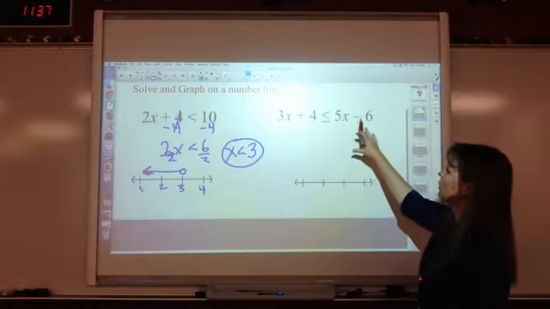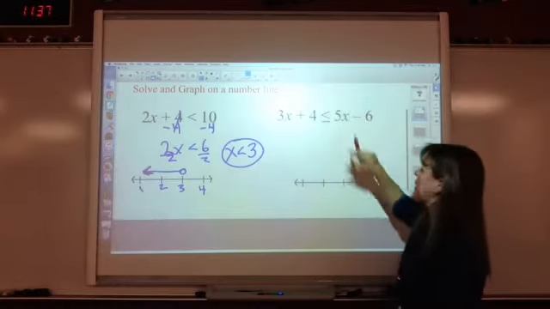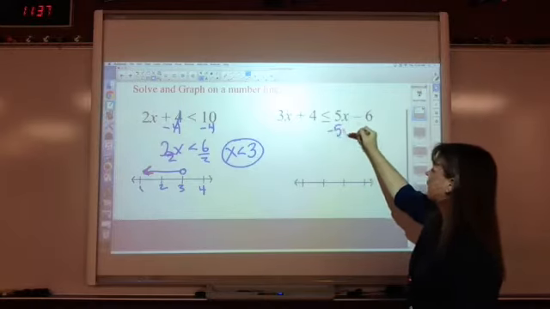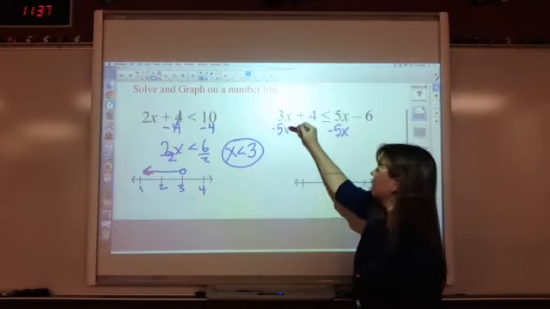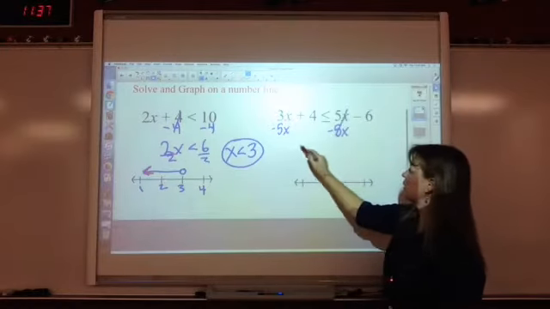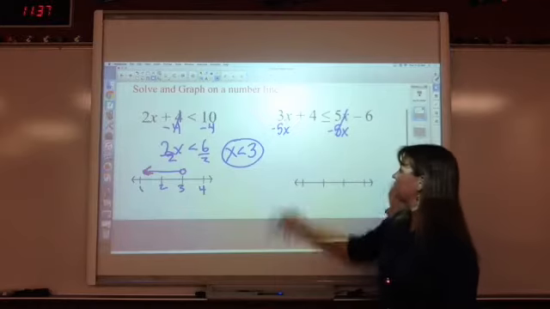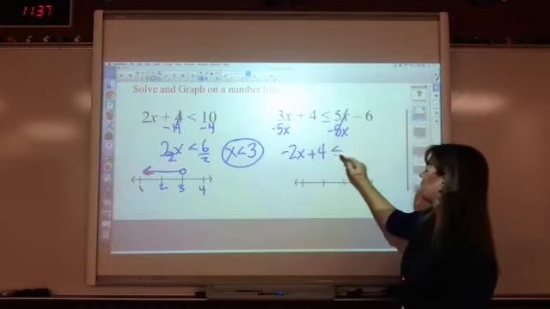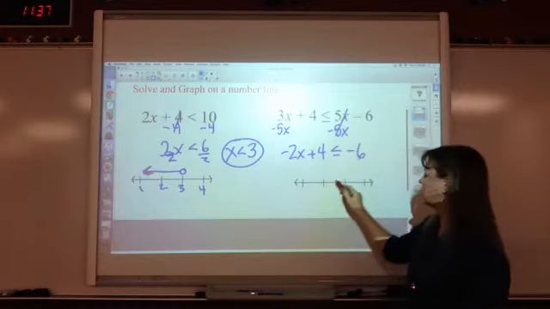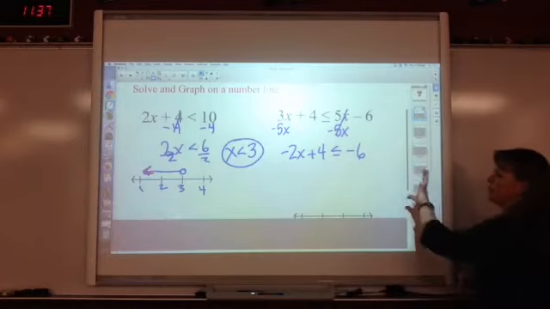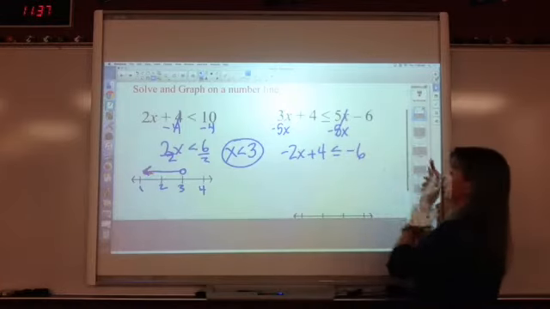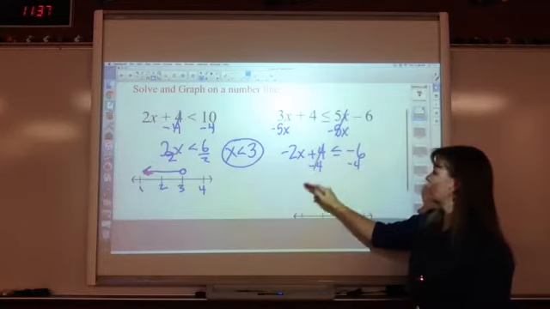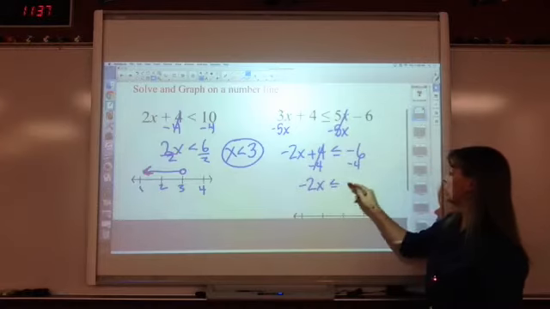Another inequality, this one is multi-step because you have variables on both sides of the equation and constants on both sides of the equation. I'm going to minus 5x so that it's over here by my 3x. Cross those out, I get 3x minus 5x, which is negative 2x, plus 4 is less than or equal to negative 6. Because I put all my variables to the left, I need to put all my constants to the right, so I'm now going to minus 4 from both sides, and I'm left with negative 2x is less than or equal to negative 10.